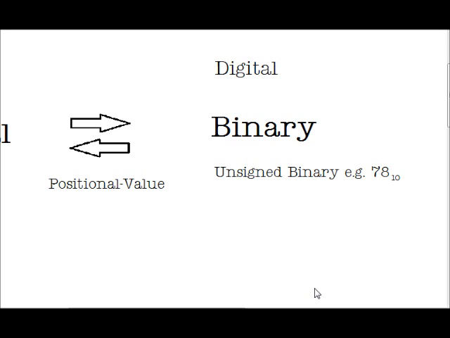There are two types of binary numbers. One is unsigned binary, the other is signed binary. So we will use an example, 78 base 10, or a decimal number 78, to illustrate the use of the positional value method to convert the decimal number 78 base 10 to binary.